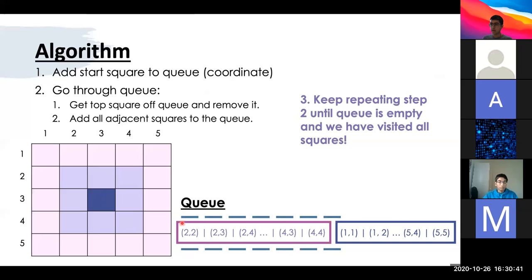So this is how the algorithm works. It keeps track of which squares we have to go to next. And then it takes the square at the top of the queue and adds all the stuff next to it. And it keeps on going outwards until there are no more squares left to add. Are there any questions about this?